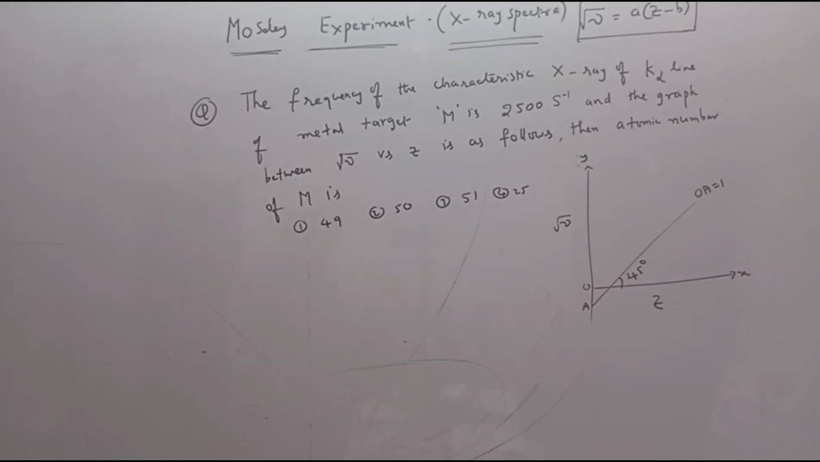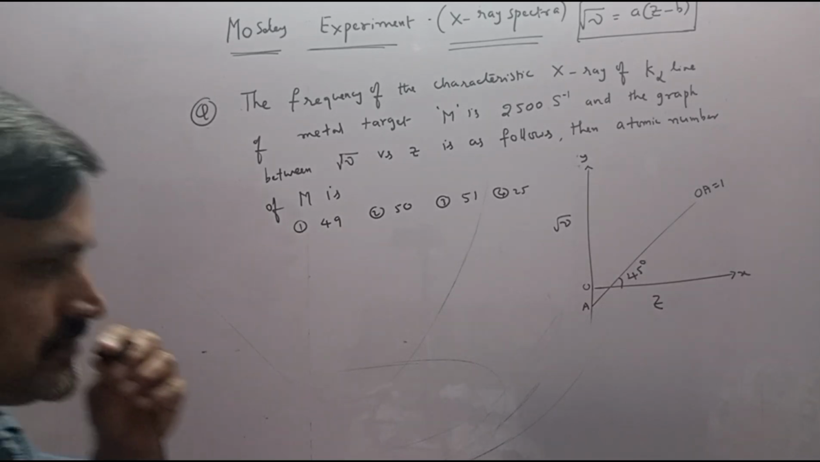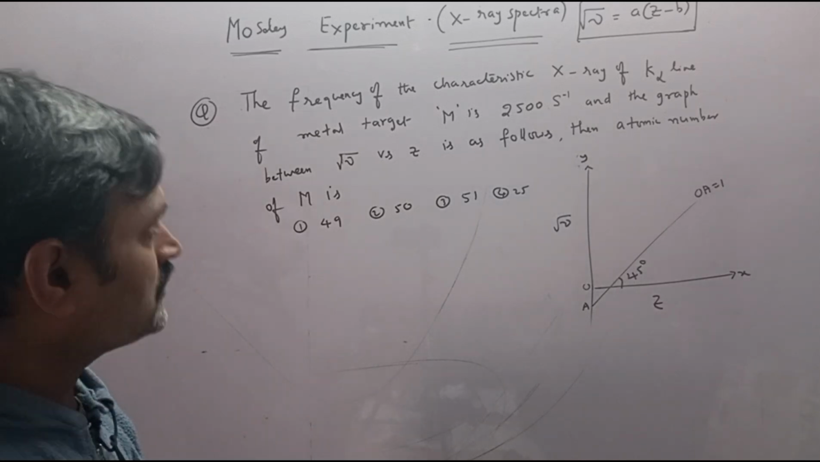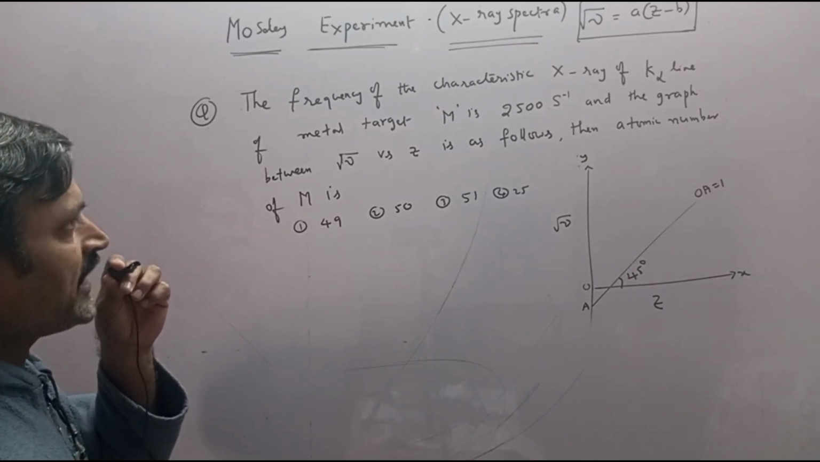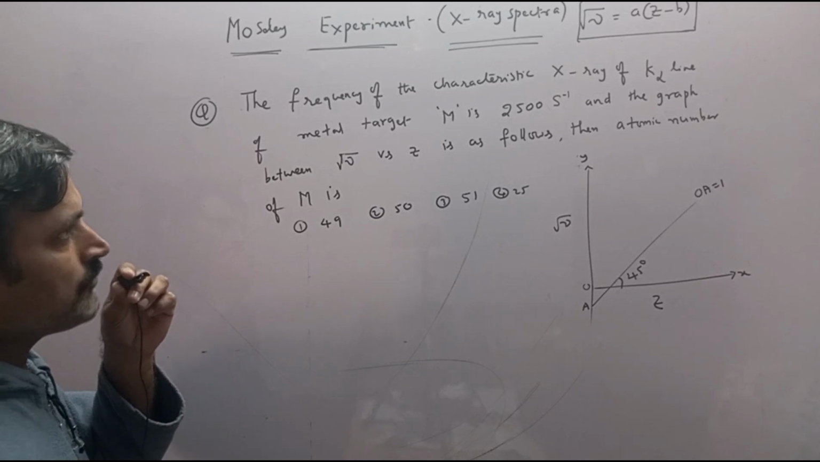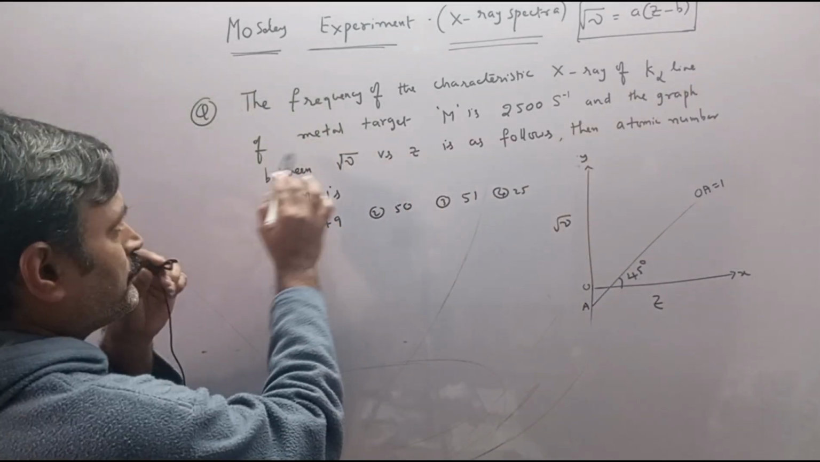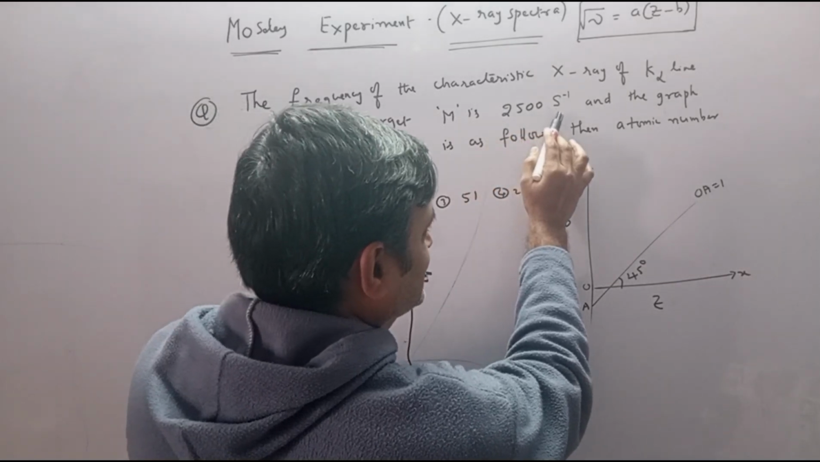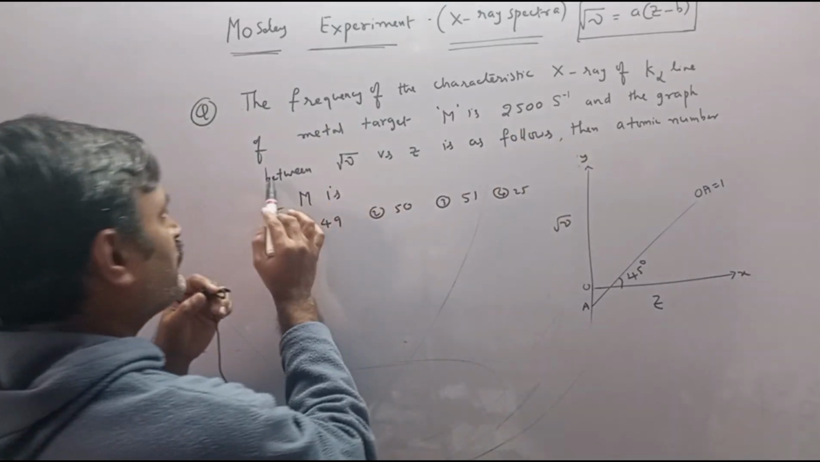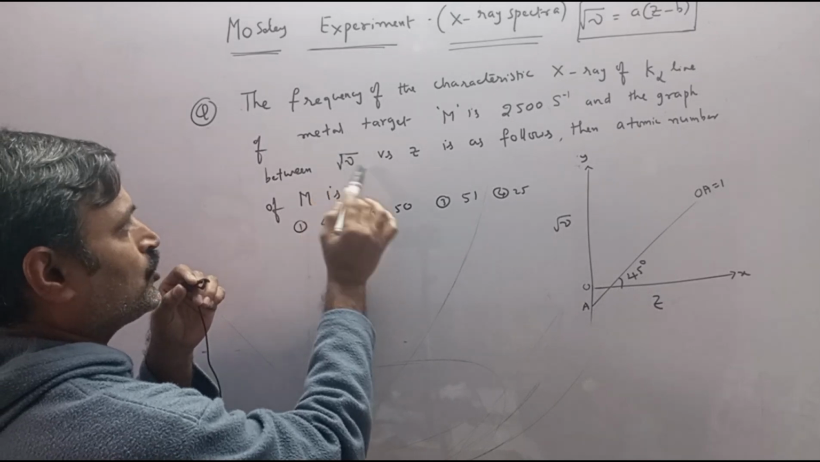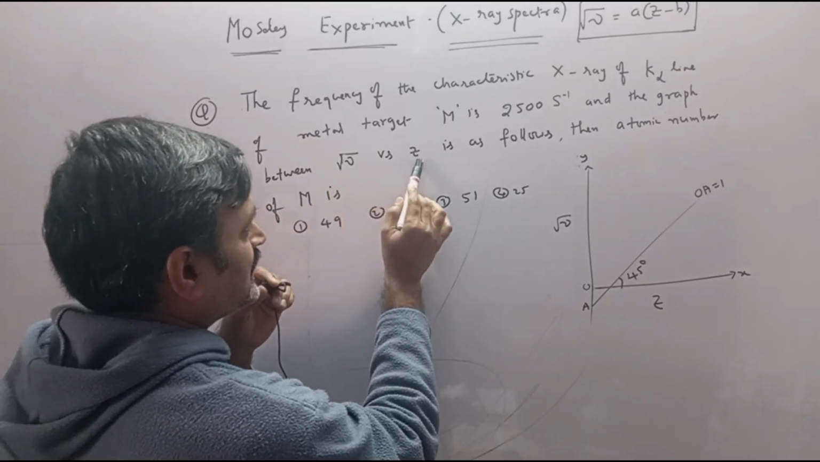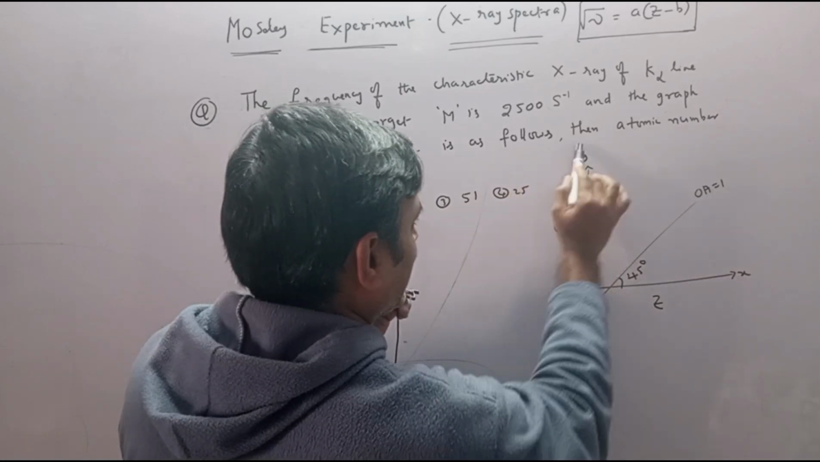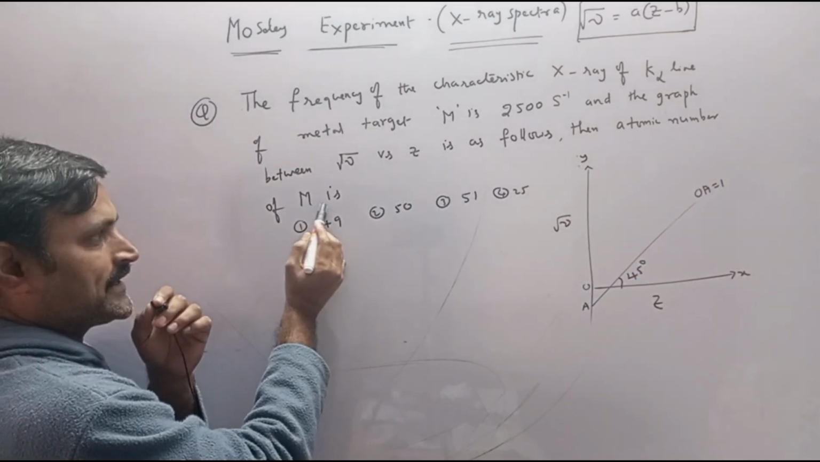So dear students, welcome to this small problem on Moseley's experiment. The frequency of characteristic X-ray of K alpha line of metal target M is 2500 second inverse, and the graph between root nu and Z versus Z follows like this. Then what is the atomic number of metal target M?